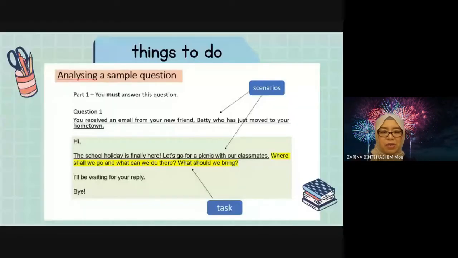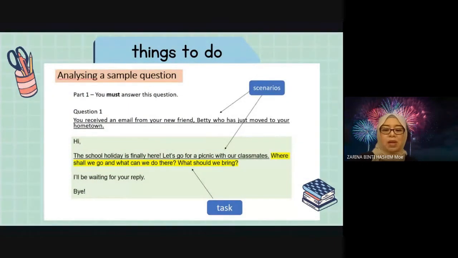The first scenario is in the question on top. You receive an email from your new friend Betty. Then the second scenario is number 2 below that in the message. The school holiday is finally here. We have already identified the scenarios in the first two parts. The first scenario is you receive an email from your friend Betty who has just moved to your new hometown. The second scenario is about the school holiday and you are going for a picnic with your classmates. So those are the two scenarios.